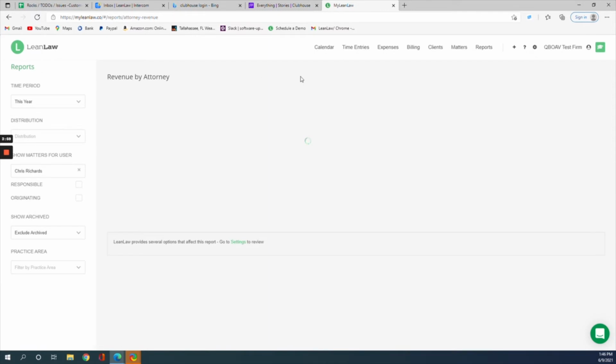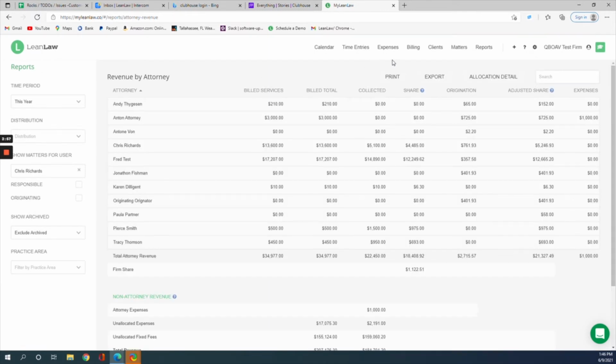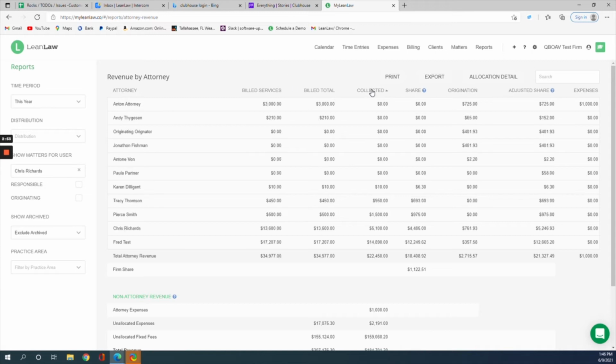You can also print and export this report. Note that however you sort is how it will print, and that's going to go to PDF. You can also export the data to Excel to manipulate it however you would like. Once again, however you have sorted the columns is how the export will show on the PDF or Excel document.